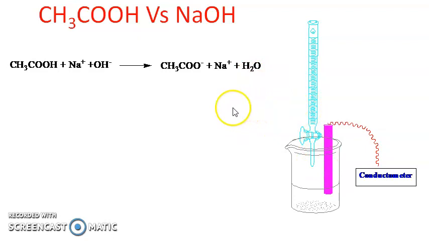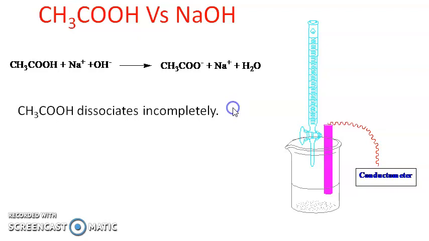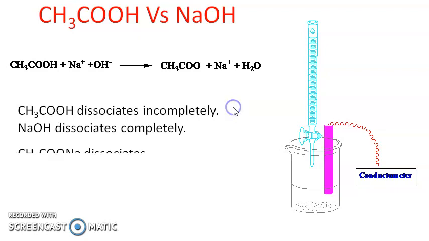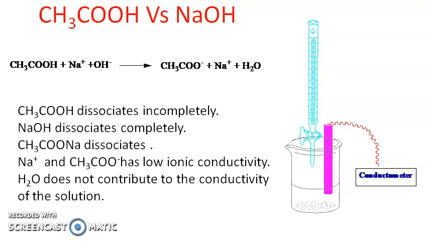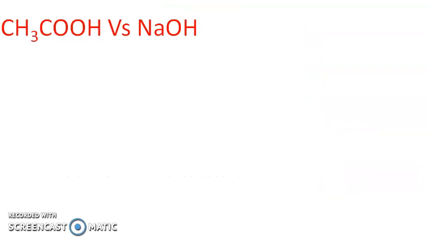When you start adding NaOH, whatever acetic acid is dissociated will react with the NaOH and form sodium acetate, and sodium acetate dissociates. Now remember, Na plus ion and acetate ion have low conductivity. H2O, that is water, will not contribute to the conductivity of the solution. So whatever conductivity the solution has is mainly from H plus ion and OH minus ion. Now let us see what the graph will look like.